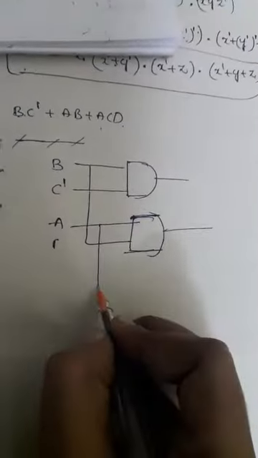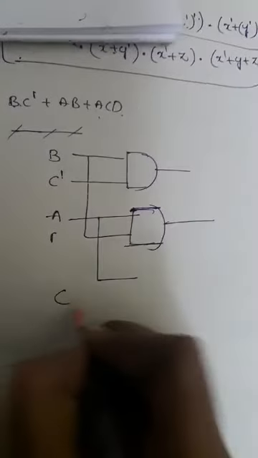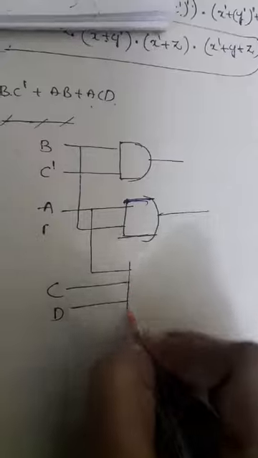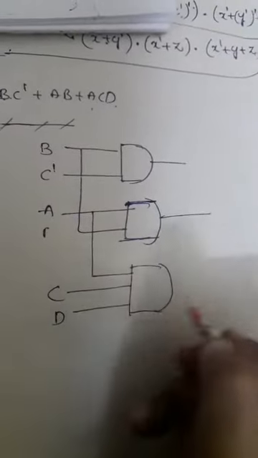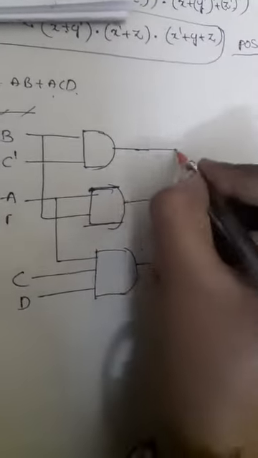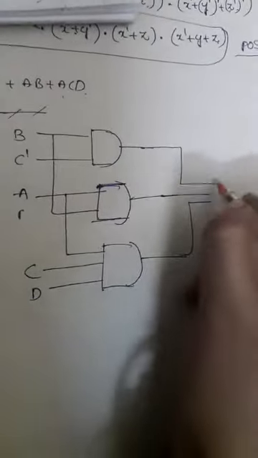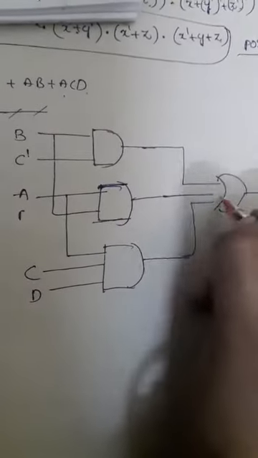A is here, but C is not there, so you can take C here, and D is also not there, you can take D. In between each variable we'll have the AND. But in between these three terms, which operator do we have? OR operator, right? So directly we'll go for the OR gate. This is the final result F.